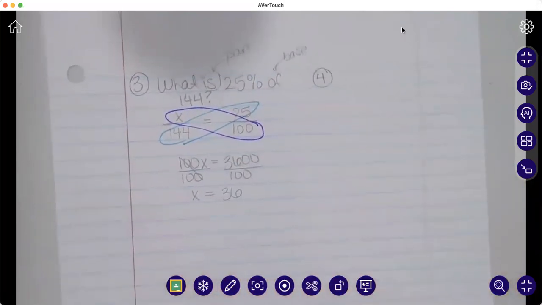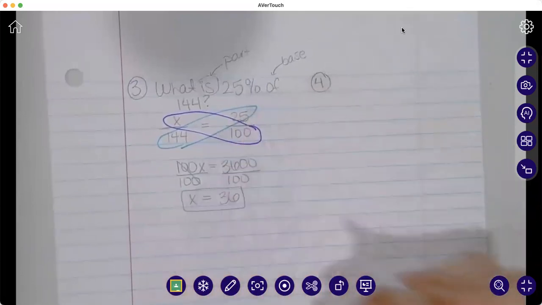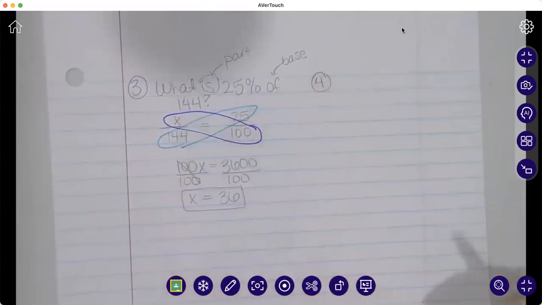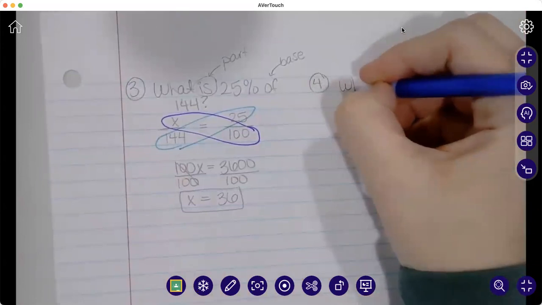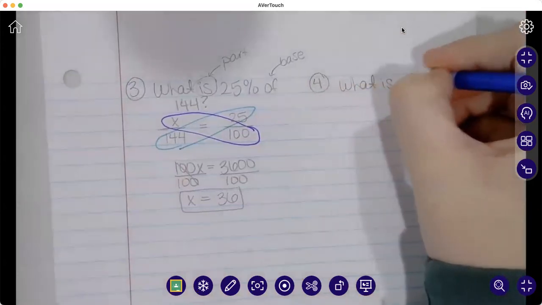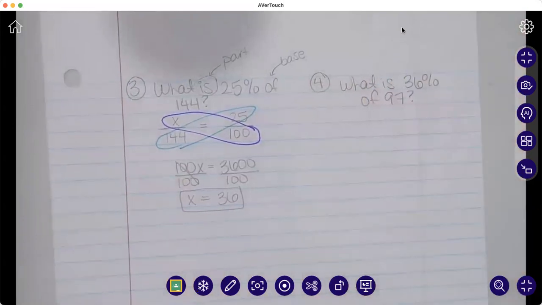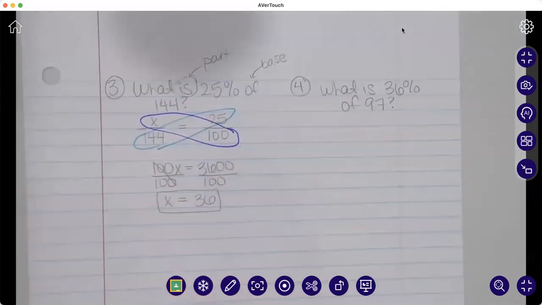Now, the question is, should this have a percent sign? The answer is no, because we already know what the percent of this problem is. We're looking for the part. And so the part and base don't have percent signs. All right, I'm going to write down number 4 and I'm going to have you try number 4. What is 36% of 97? Okay, and again, to clarify, you do need to set up your percent proportion before solving. That is part of the required work. But you can choose the method of cross multiplication or multiplying by the reciprocal based on your preference. Go ahead and try that one now.